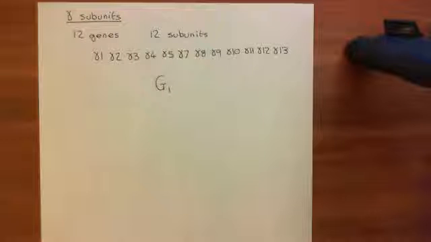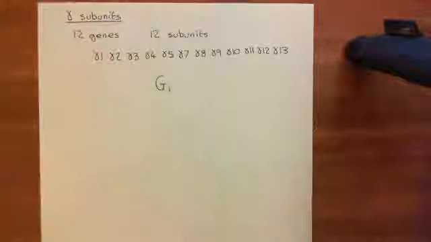Now, all of these are basically coupled to the Gi heterotrimeric G protein, which basically means a heterotrimeric G protein with an alpha subunit that is either G alpha i1, G alpha i2, or G alpha i3, but it doesn't give you any information about what the beta and the gamma subunits are.